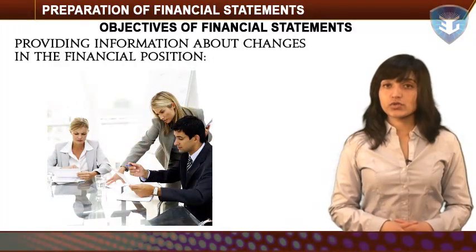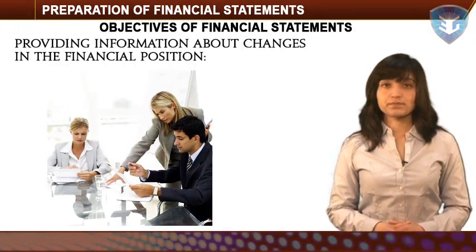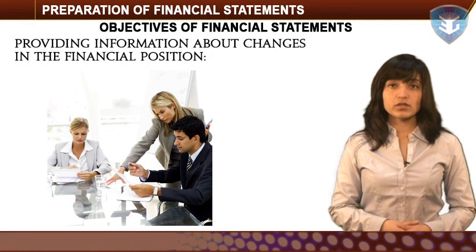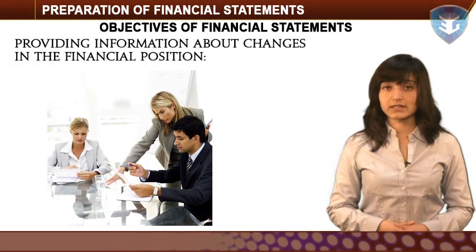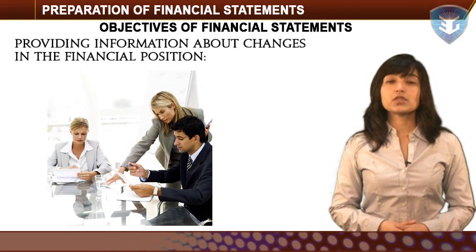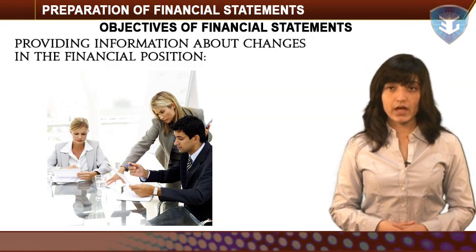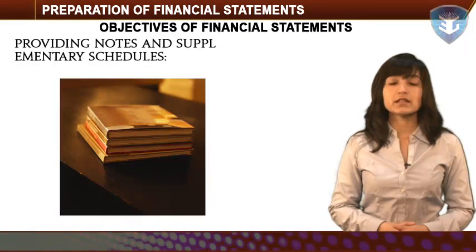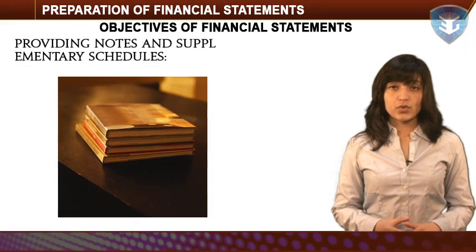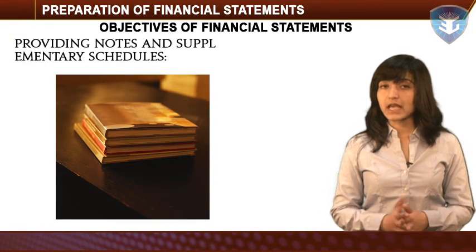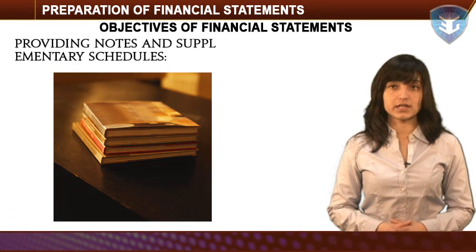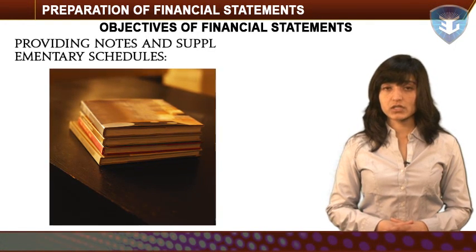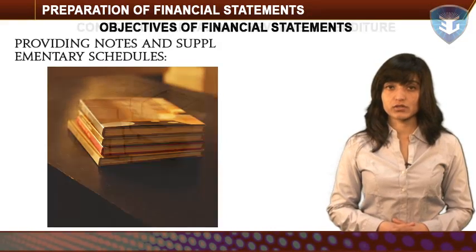Providing information about changes in the financial position refers to the reporting of the effect of business activities on the stake of the investors in the organization. It is presented in the form of statement of cash flows and statement of changes in equity. Providing notes and supplementary schedules refers to the information about the risks and uncertainties affecting the organization. In addition, it notices the item that is not mentioned in the balance sheet of the organization.